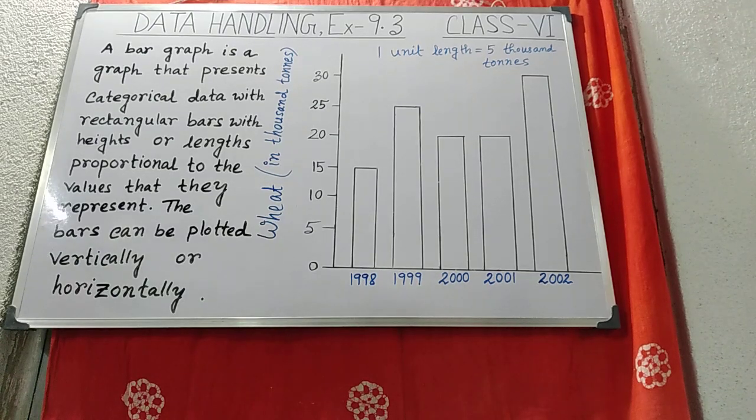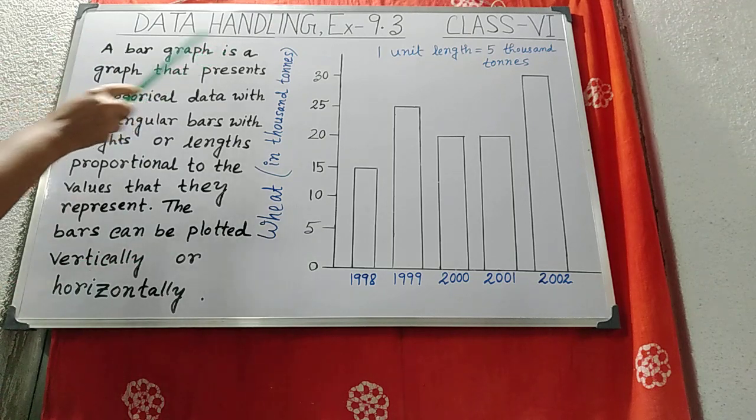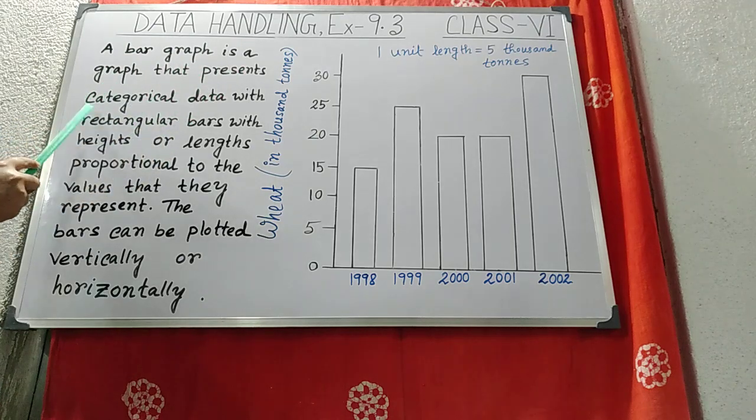And this chapter deals with bar graph. So what is a bar graph? A bar graph is a graph that presents categorical data with rectangular bars with heights or lengths proportional to the values that they represent. The bars can be plotted vertically or horizontally. I am telling again, a bar graph is a graph that presents categorical data with rectangular bars.